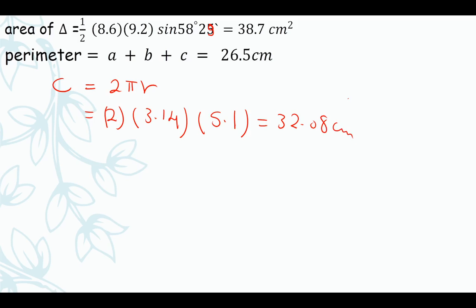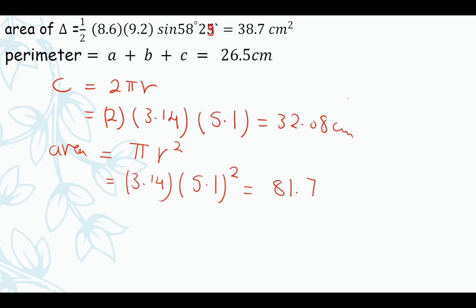32.08. Also the area of the circumcircle of this triangle, the area rule, pi r squared, equals 3.14, the value of pi, multiplied by the radius of the circumcircle, 5.1 squared, equals 81.7 centimeter squared.